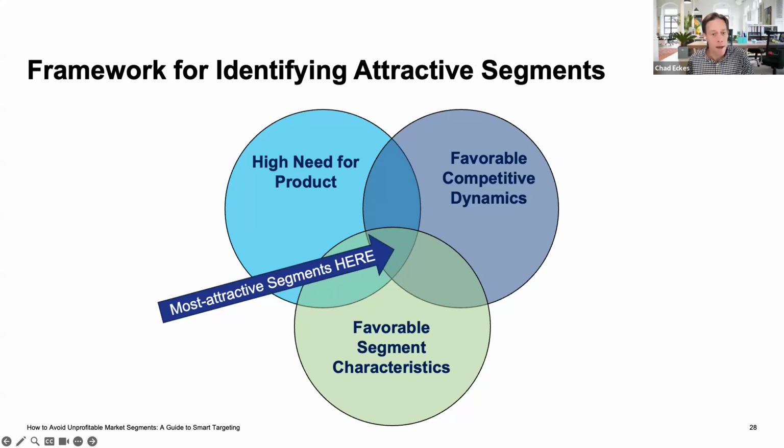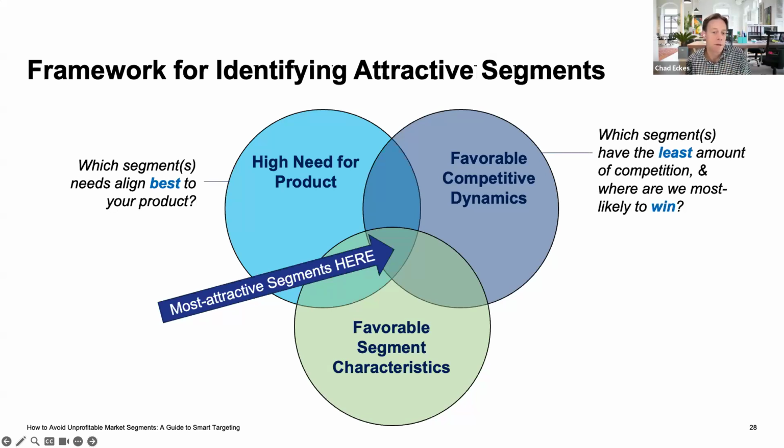So again, I want to come back and explain each of these lenses in a little detail so I'm clear on what I mean here. So in looking at segments through the high need for product lens, you're figuring out which segments' needs align best to your product or your proposed product. You'll likely find multiple market segments that need your product, but some segments might have a more intense need than other segments.